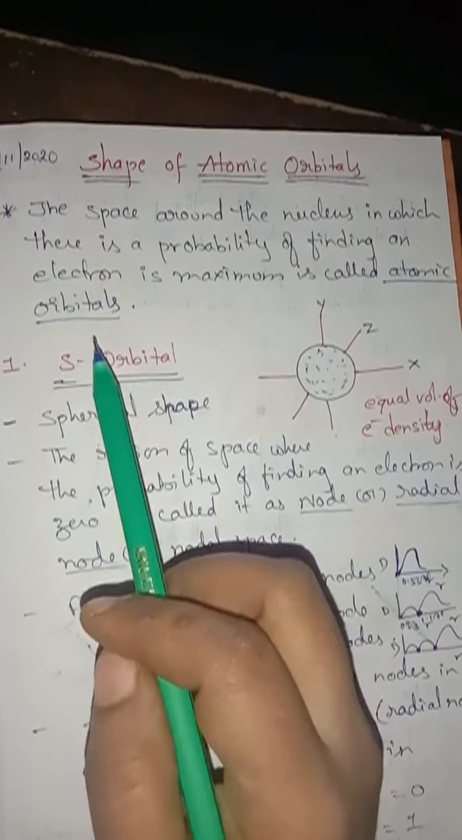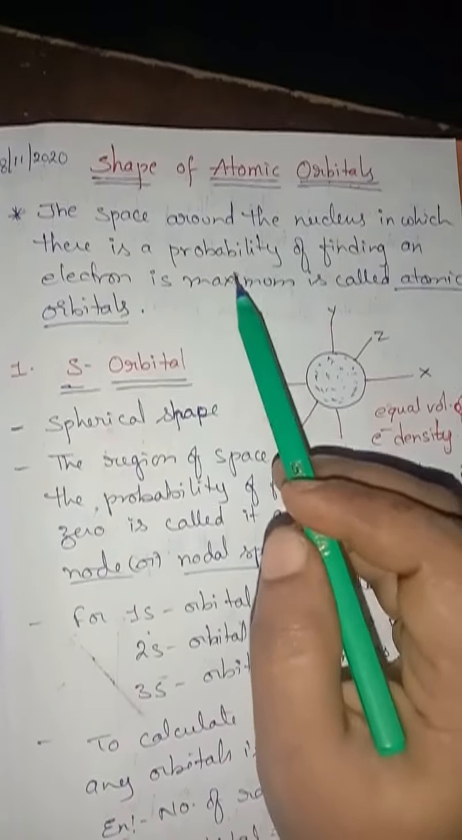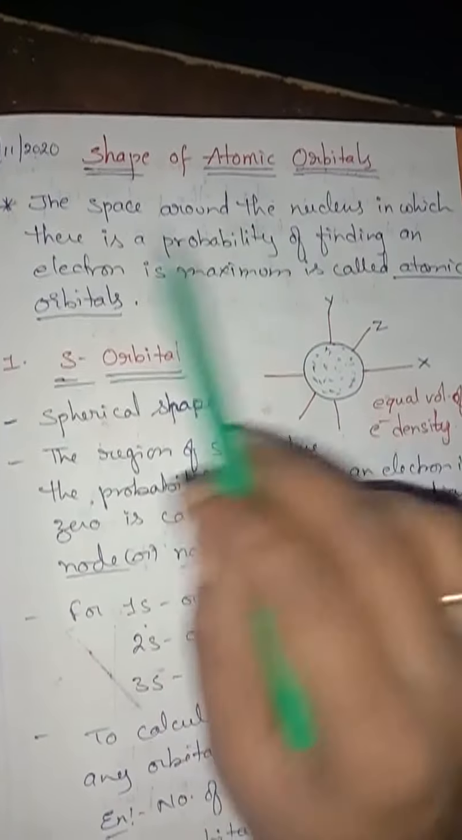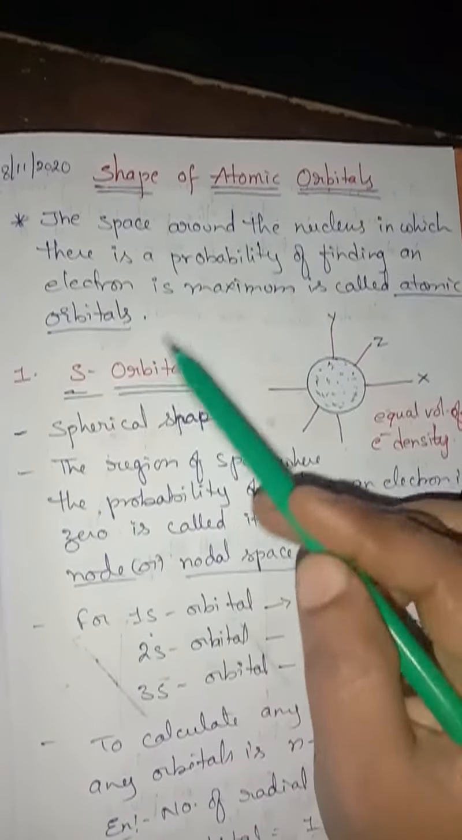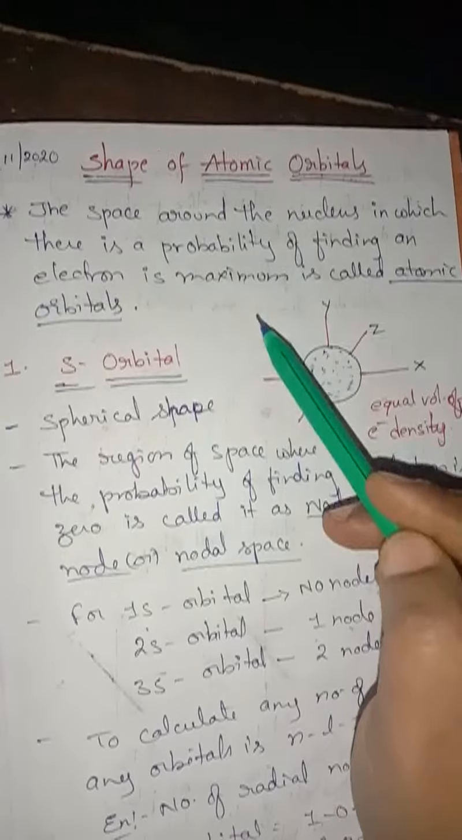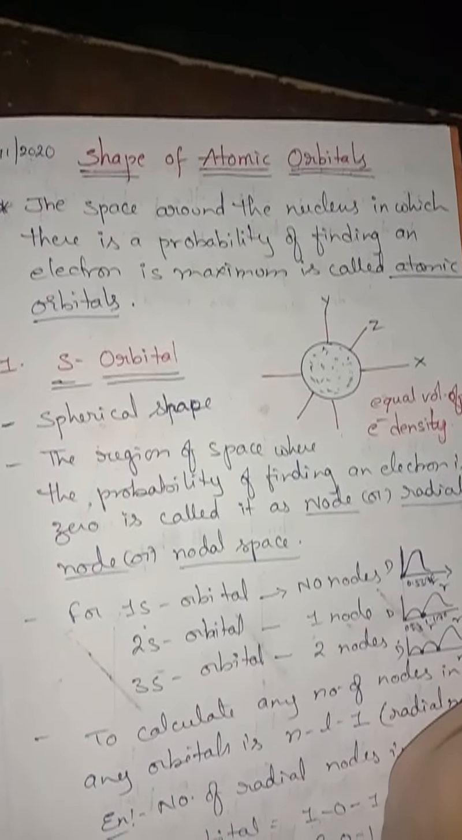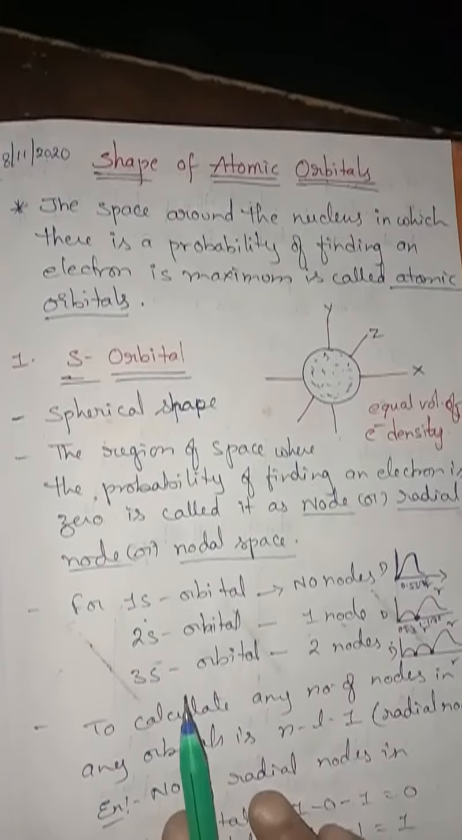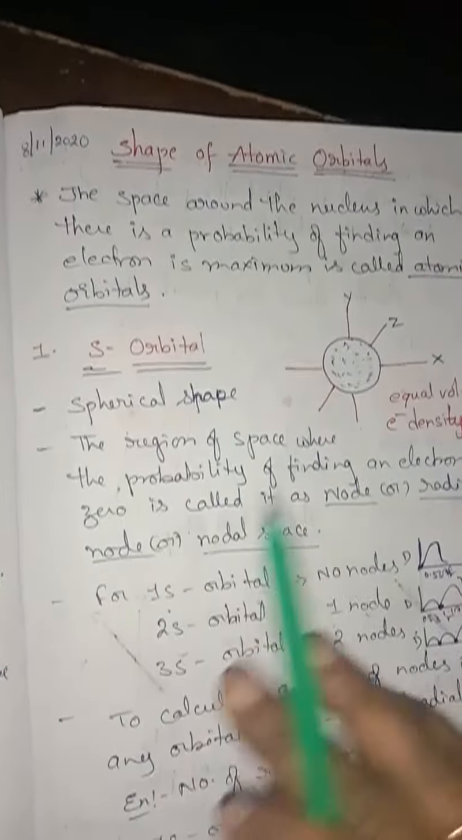So what do you mean by atomic orbitals first? The space around the nucleus in which the probability of finding an electron is maximum is called an atomic orbital. We have four types of orbitals, and we are going to discuss each of them in a detailed manner. The first one is the s orbital.